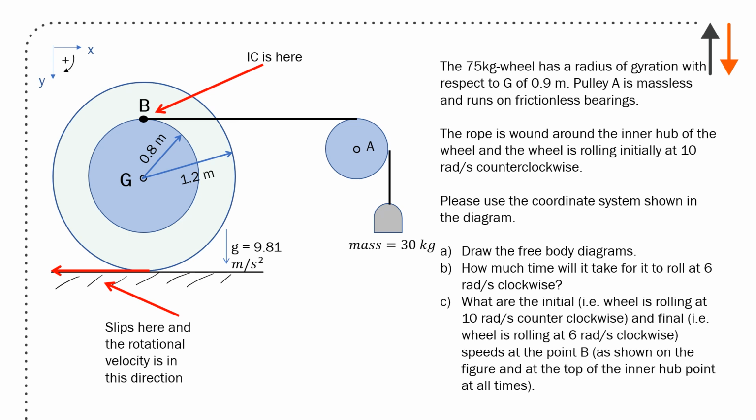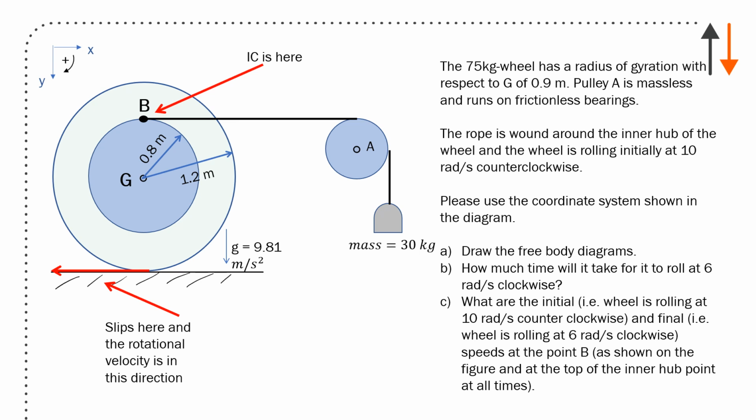Here you have a 75 kilogram wheel, which has a radius of gyration with respect to G of 0.9 meters. Pulley A is massless and runs on frictionless bearings. The inner radius, you can see right there, is 0.8 meters, and the outer radius is 1.2 meters. A rope is wound around the inner hub of the wheel, and the wheel is rolling initially at 10 rads per second counterclockwise.